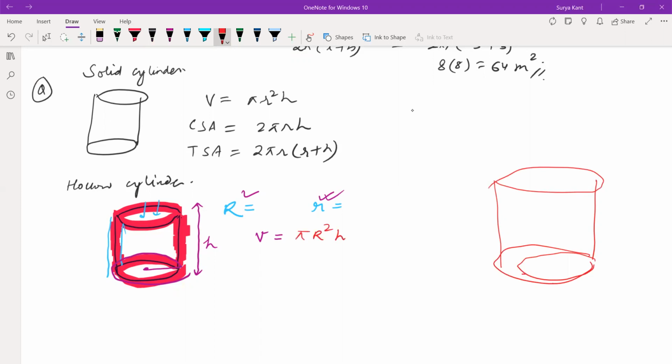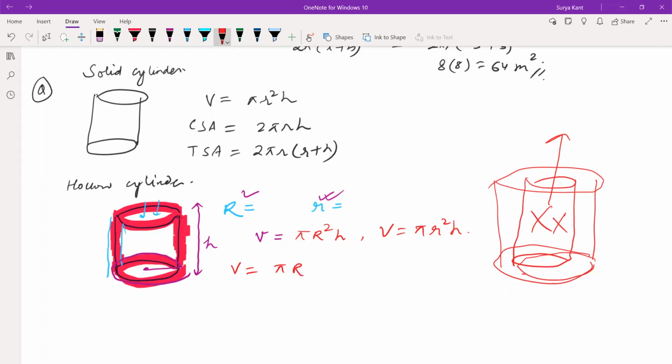Okay, very good. Now a small cylinder is in between this, right? A small cylinder will be there in between. So we have to remove this from this, right? So this volume will be pi small r square h, because this has radius small r. Now what is the volume of the hollow cylinder then? Pi capital R square minus small r square.